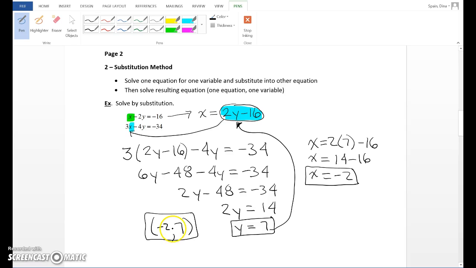You know, and you can check these two. You can check the negative 2 and the 7. It's got to satisfy both of those equations at the same time. Then you know you got the right answer. That'll be really important on a test. You can tell if you got the right answer or not.